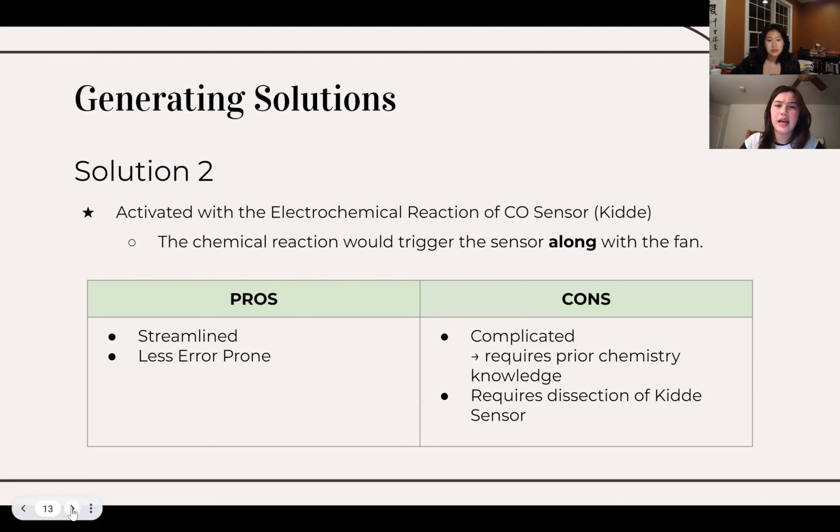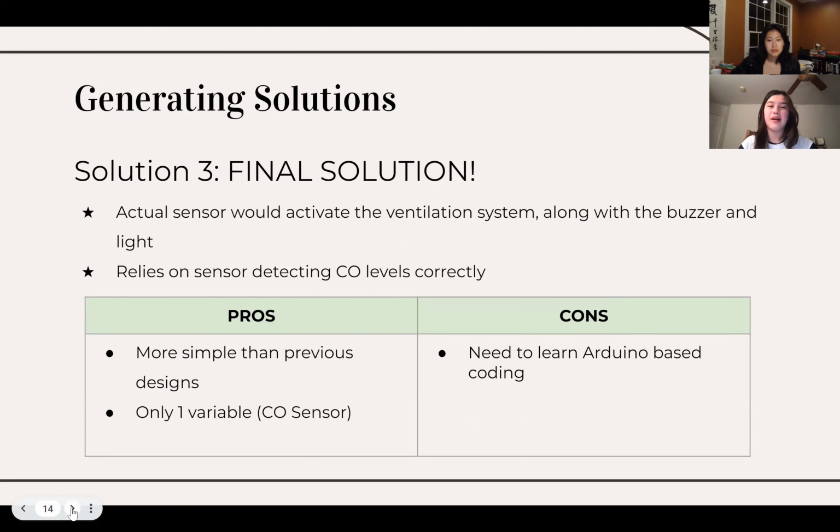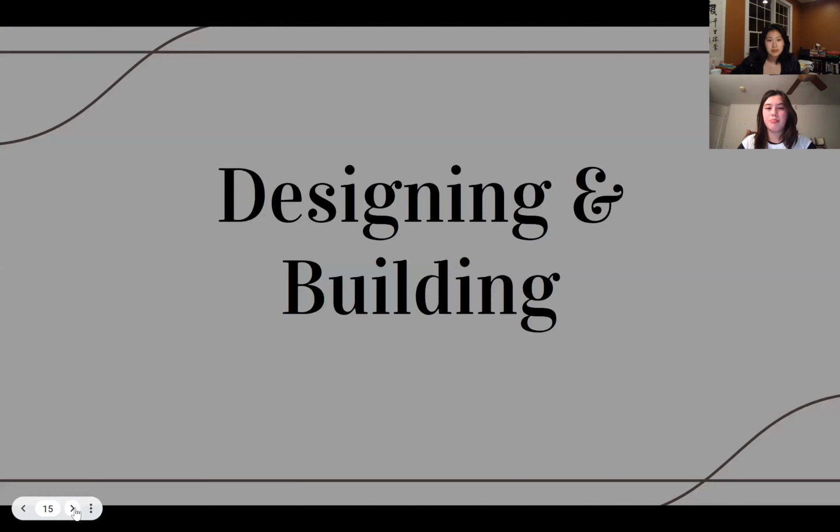However, we decided that this was also not the best solution as it was kind of complicated. So we decided to use Arduino parts instead to do the same thing that our previous solution did. This was a lot simpler and easier to implement in our final design.